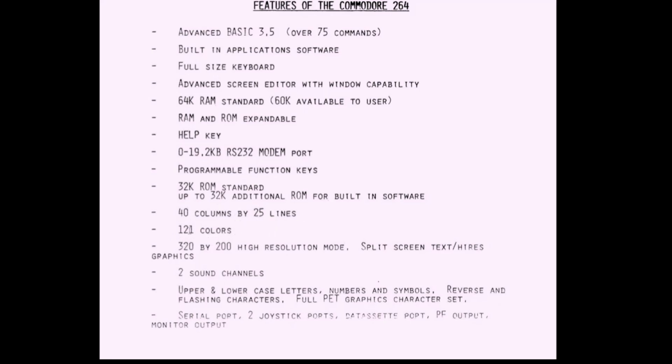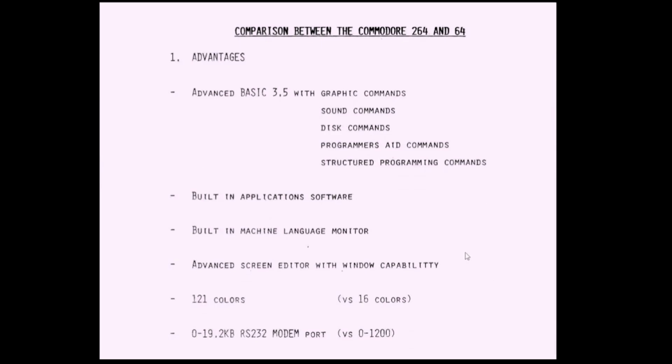Text mode, 128 colors. 320 by 200 high resolution mode, split screen in text and high-res graphics, 2 sound channels, upper and lower case letters, number symbols, reverse and flashing characters, full PET graphics character set, serial port, 2 joystick ports, dataset port, RF output and a monitor output. So these were the specifications. So let's go to the next.